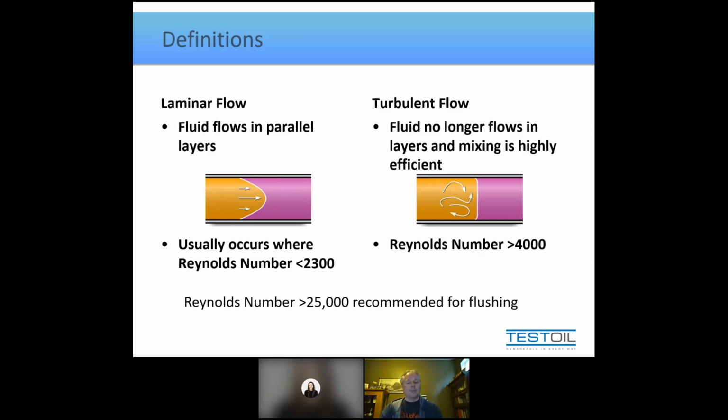25,000 or higher. So my point being, going back to that earlier comment about API 614, design flow rate is nowhere near turbulent, and even if it was slightly turbulent, it's not going to be the degree of turbulence that's generally considered good cleaning.